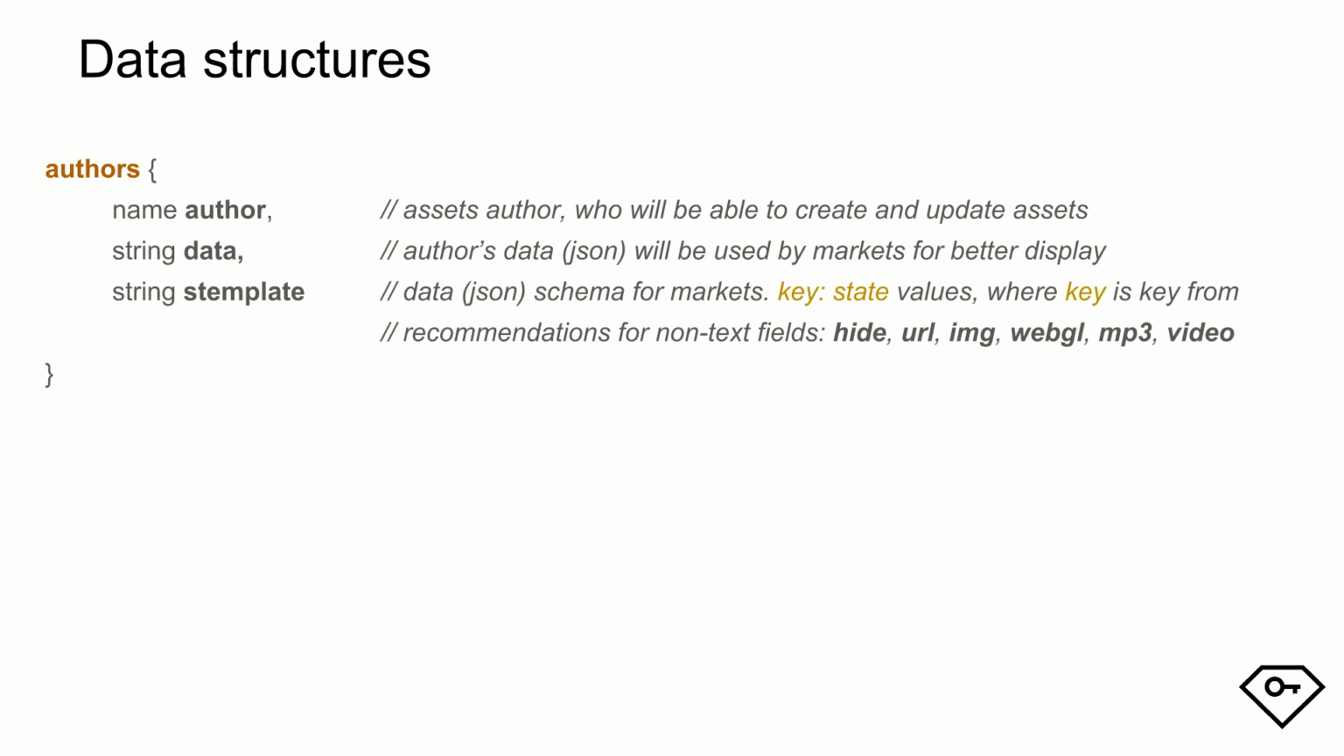And there's a table for authors, which we talked about. The data field is just information about the author, and the S template is a string of key value pairs that say, hey, this field should be a URL, this field should be an image, this field should be an audio file, video file, maybe this field should be hidden and you shouldn't display it at all. It is completely optional for the author to use this, and it is completely optional for marketplaces to abide by the recommendations made here.